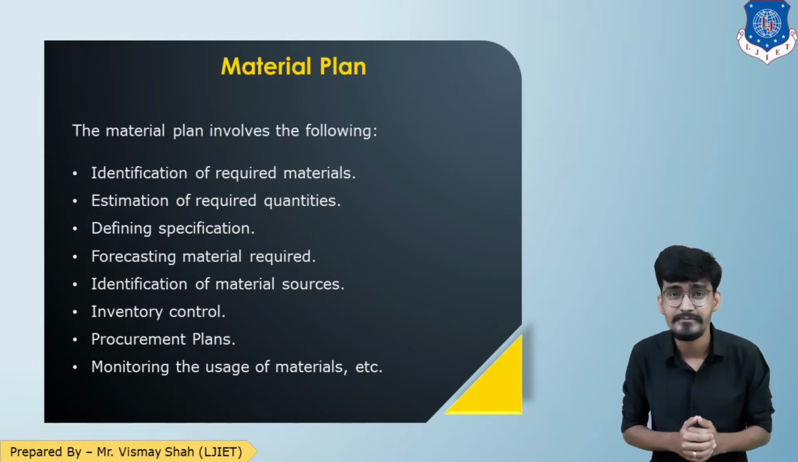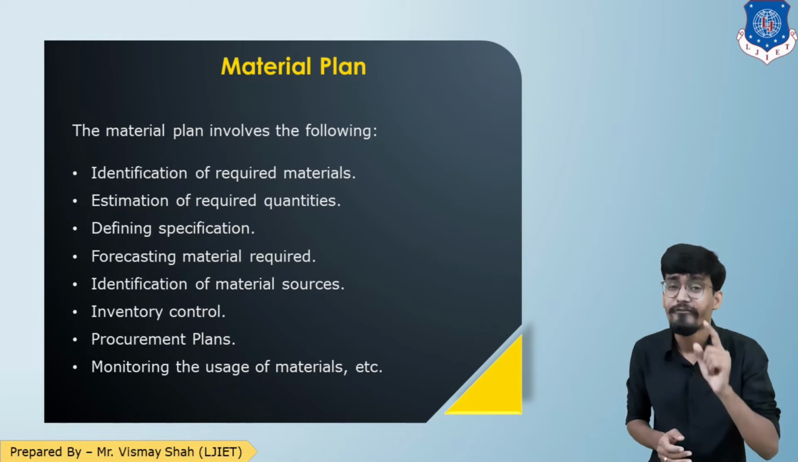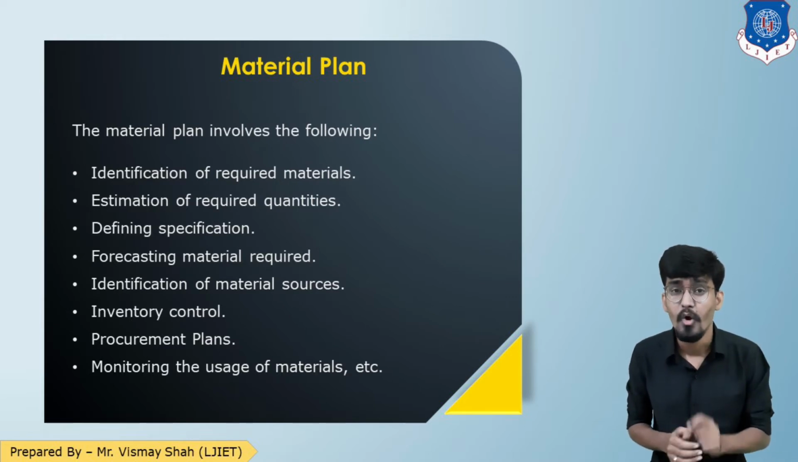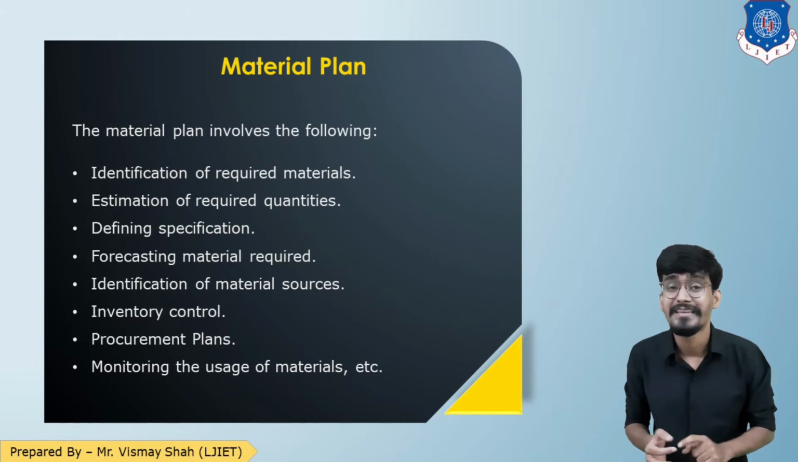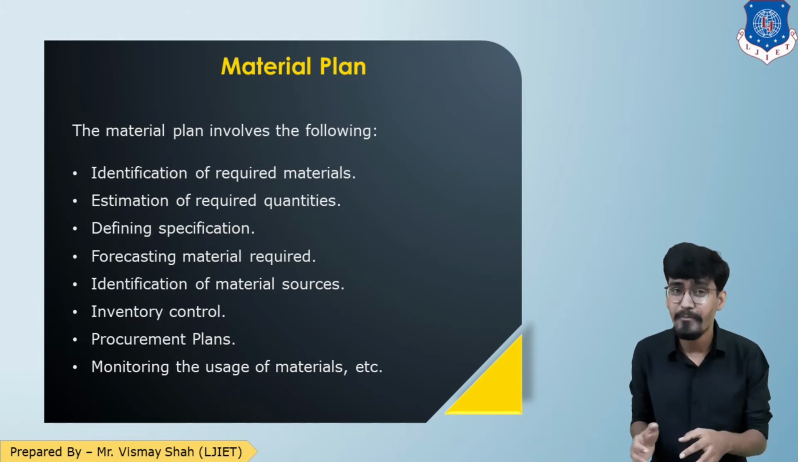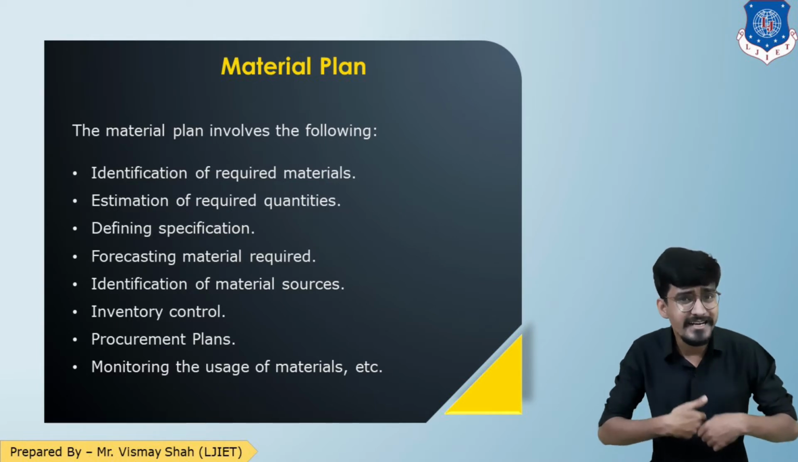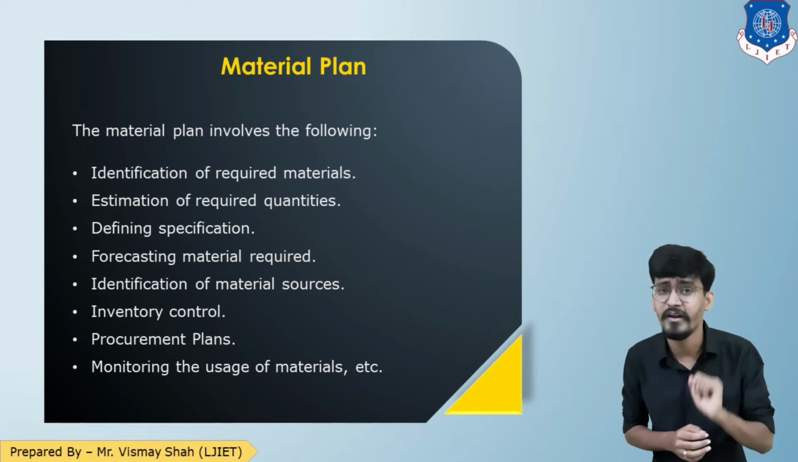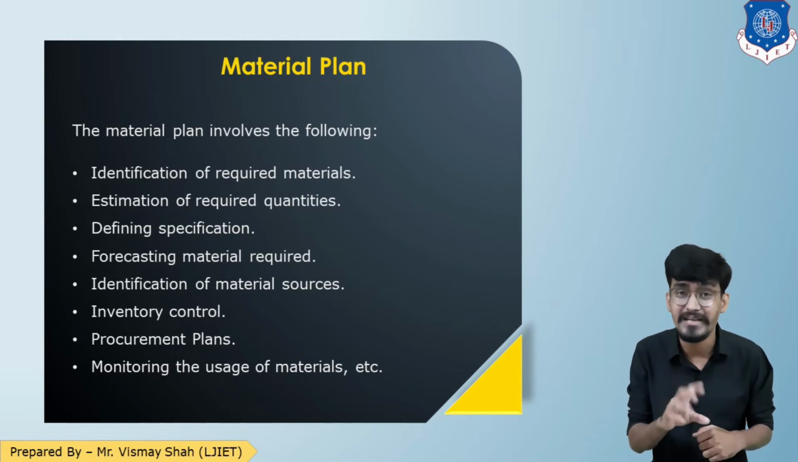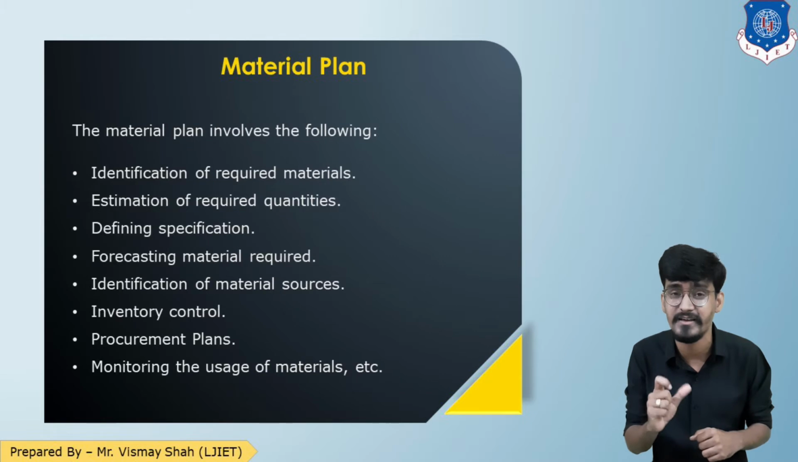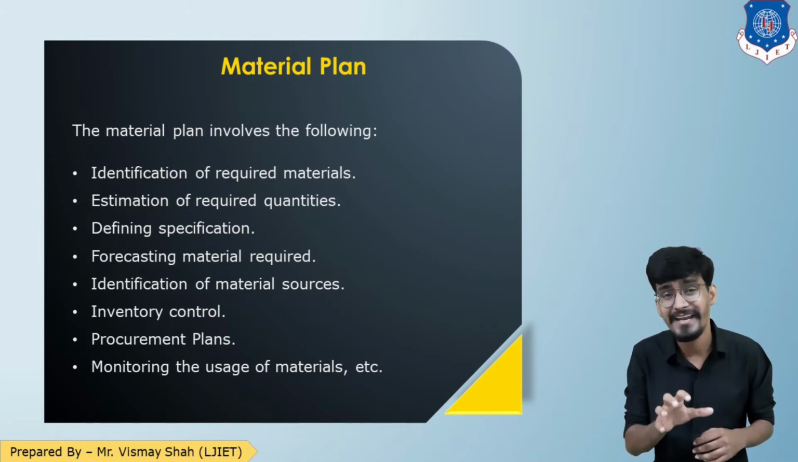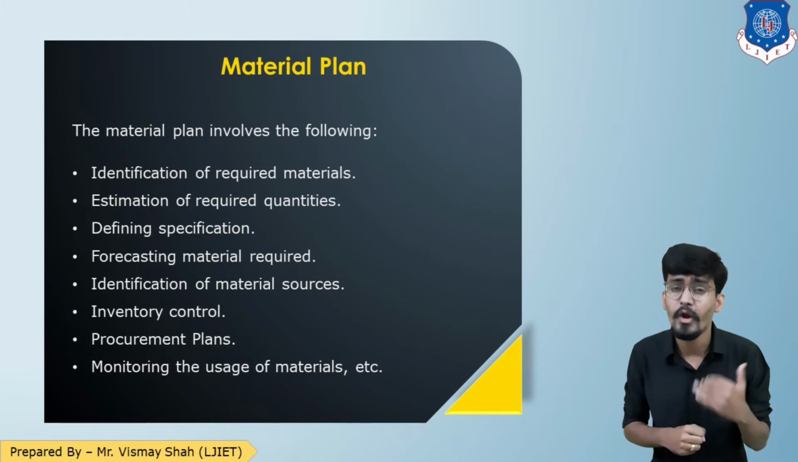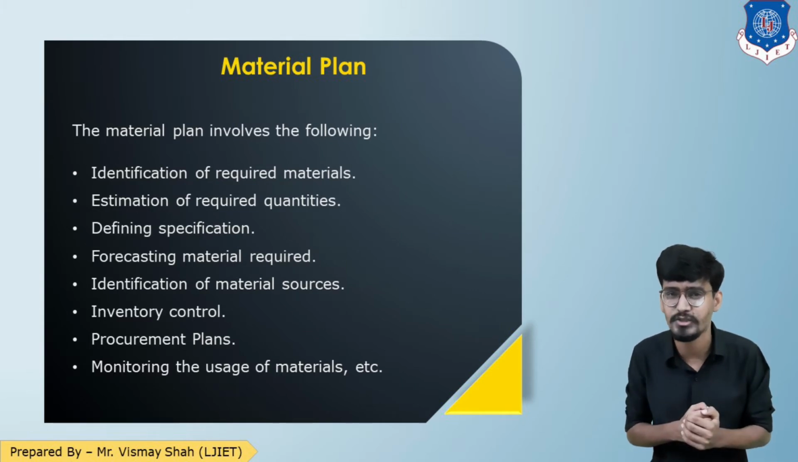The next step is identification of material sources. From where can you get the materials? What is the source of getting that material? Then inventory control. Once the material reaches the site, you cannot just distribute or use it as you like. You have to maintain a proper record that if 100 bags of cement are delivered to your site, the work should account for 100 bags, or you can check the wastage percentage out of those 100 bags. So you have to manage the inventory as well. We are going to learn about inventory control in a separate chapter of material management, but it is a part of the material plan.